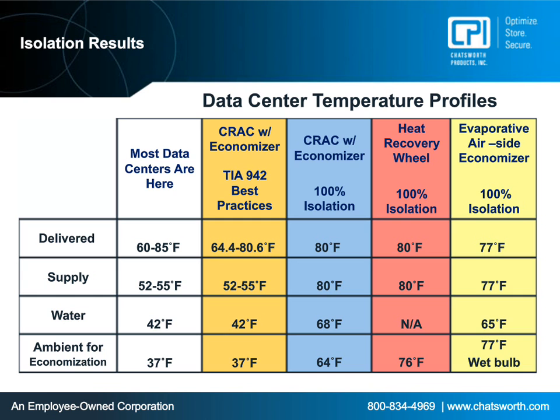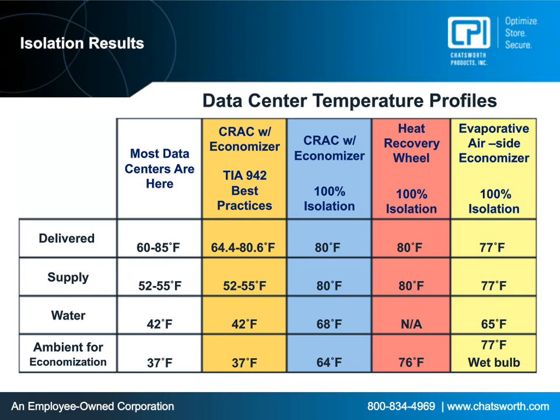Here's a chart on the numbers of what you need to do to get there. Right in the center of that chart, in blue, 100% isolation, you can deliver 80-degree air. Well, if you go one chart to the left, you see 942 best practice.